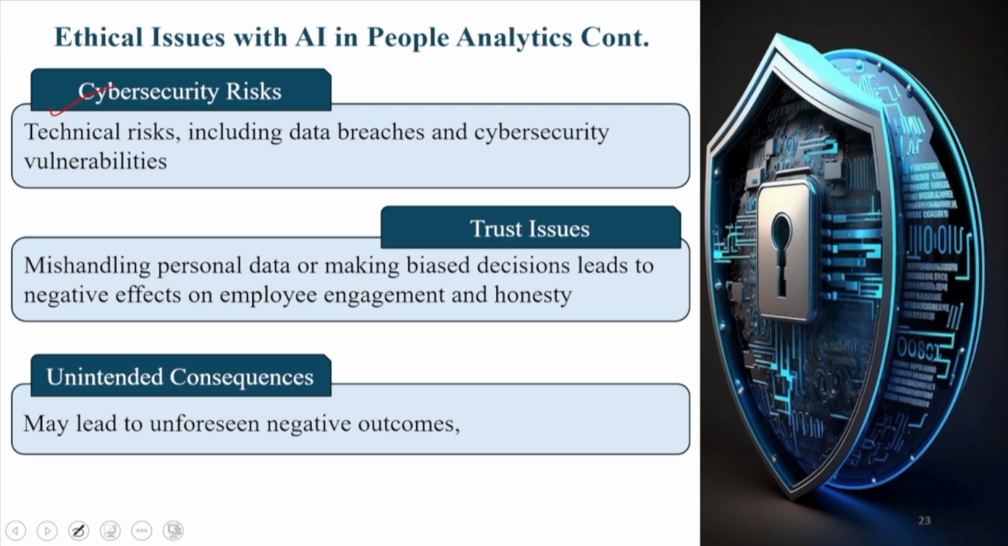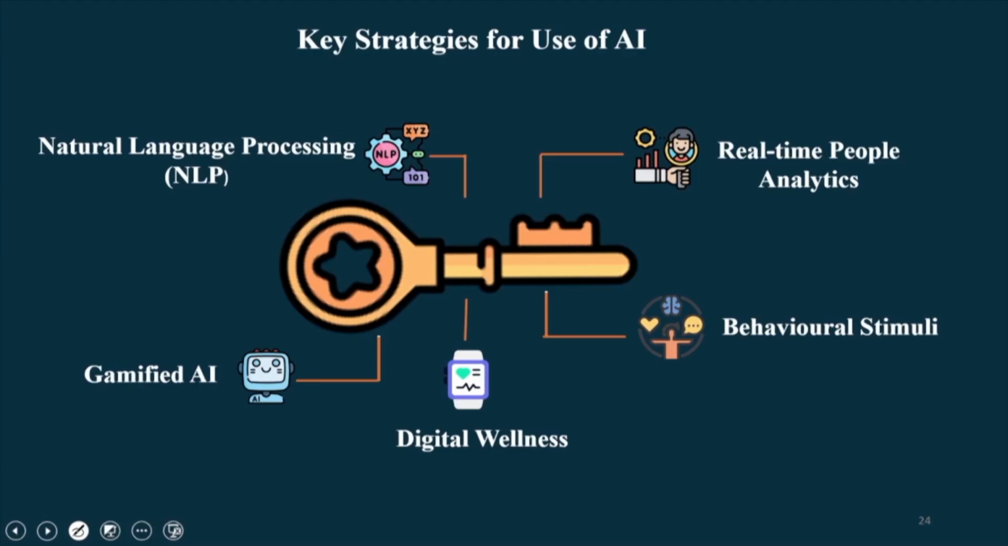You have some trust issues. Employees' trust is a critical issue. If AI systems breach this trust by mishandling personal data or making biased decisions, it could have long-term negative effects on employee engagement and honesty. You have some unintended consequences also. Please note, unintended consequences are critical. The use of AI in HR may lead to unforeseen negative outcomes, such as reinforcing existing biases with data sets that are more biased, or creating new ethical dilemmas in human data interaction. So these are some of the ethical issues that you see.